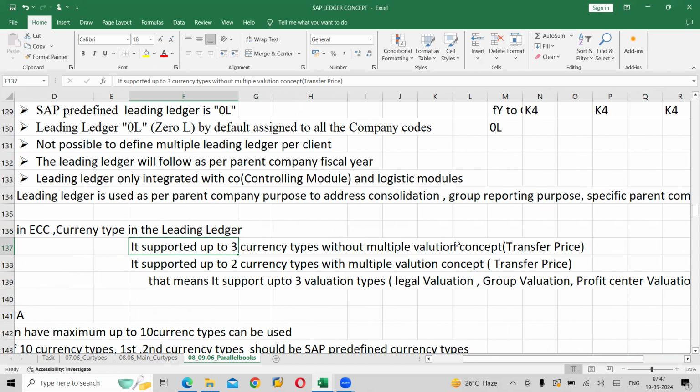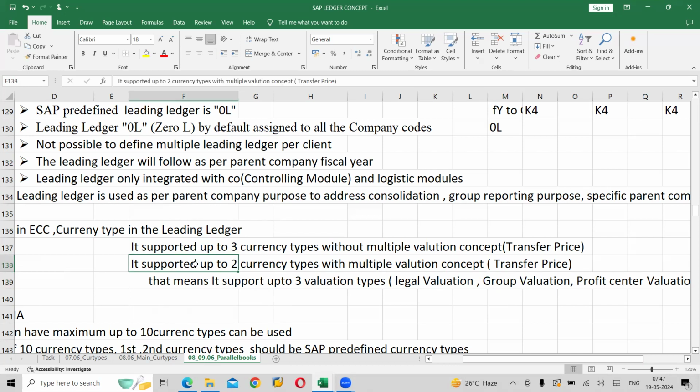Without multiple valuation concept. What do you mean by multiple valuation concept? Here, multiple valuation concept is nothing but using legal valuation, group valuation, or profit center valuation. Clear? So if we are not using any of these valuations, then the ECC leading ledger will support three different currencies. Okay. Next one.